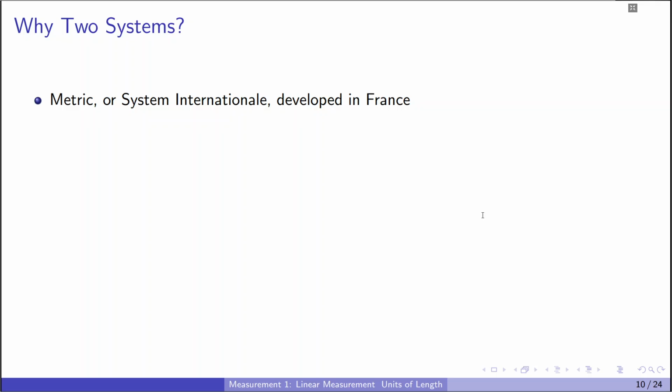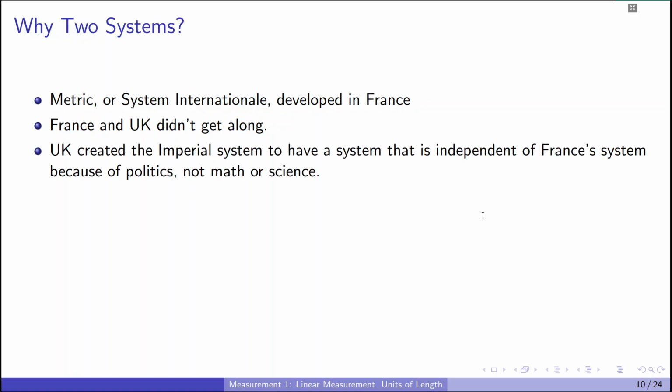So why do we have 2 systems? The metric system, or the Système International, was developed in France. France and the UK didn't always get along. So the United Kingdom created the imperial system to have a system that is independent of France's systems, and that was a decision driven by politics, not by a need from math or science.